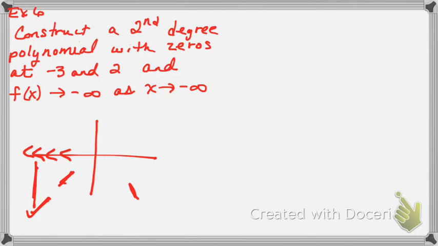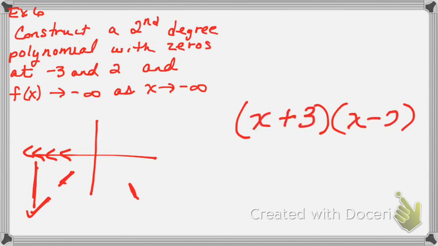And I know my zeros are at what? -3 and 2. So that means in factored form, this would be x plus 3 and x minus 2. Opposite of these. If that's a 0, then in factored form, I have x plus 3 and x minus 2. So I have y is equal to that. But since it's a sad face, what do I need to put out front here? A negative.